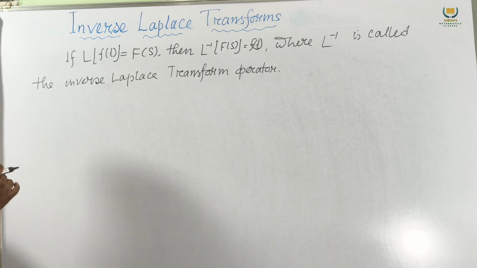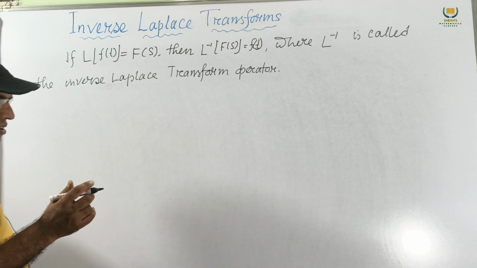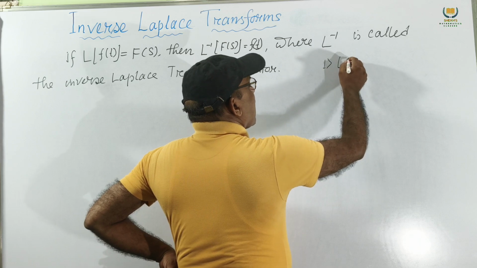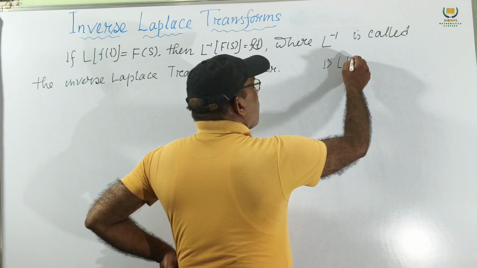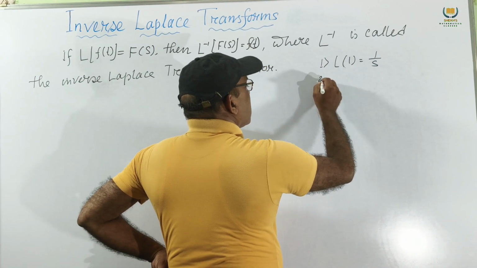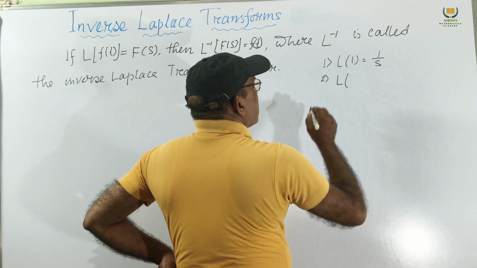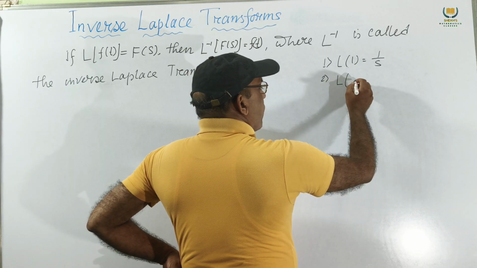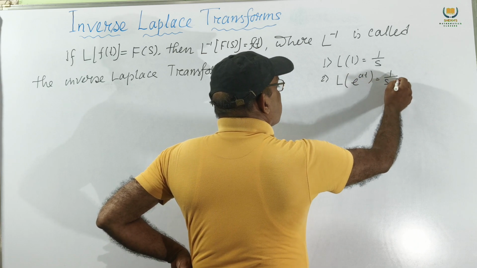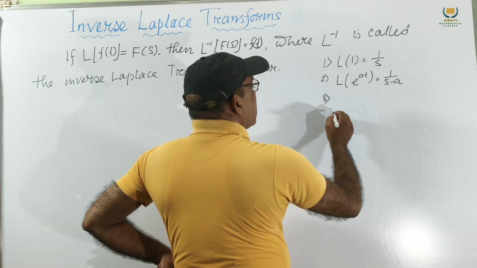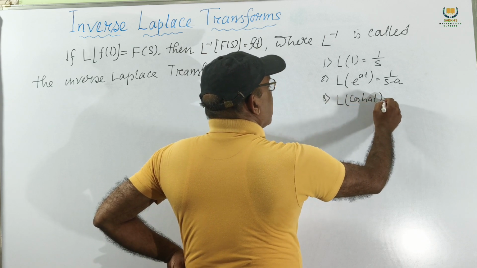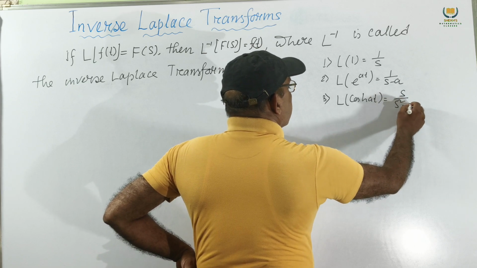Now we consider some formulas. We know these formulas. Number 1, L of 1 equal to 1 by s. We know this. Number 2, L of e to the power at equal to 1 by s minus a. Number 3, L of cos hyperbolic at, then this equal to s by s square minus a square.